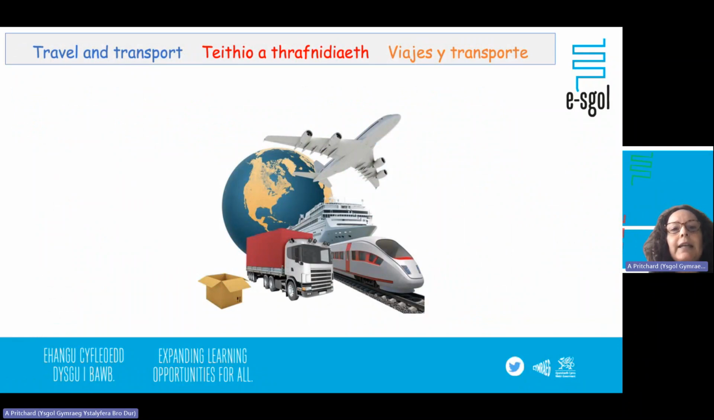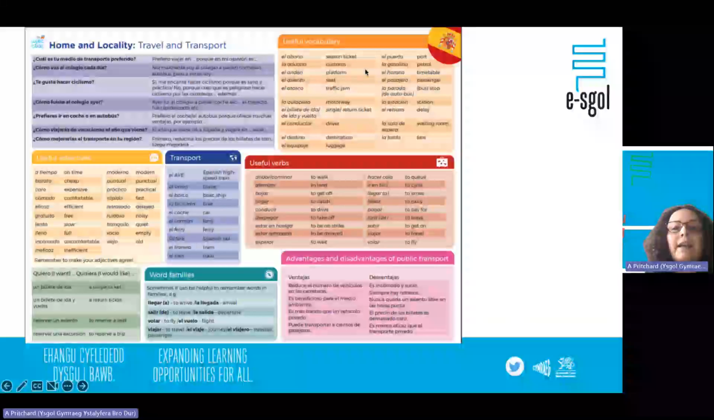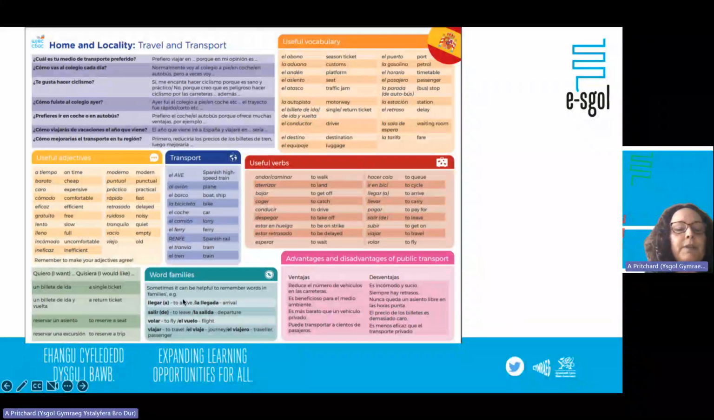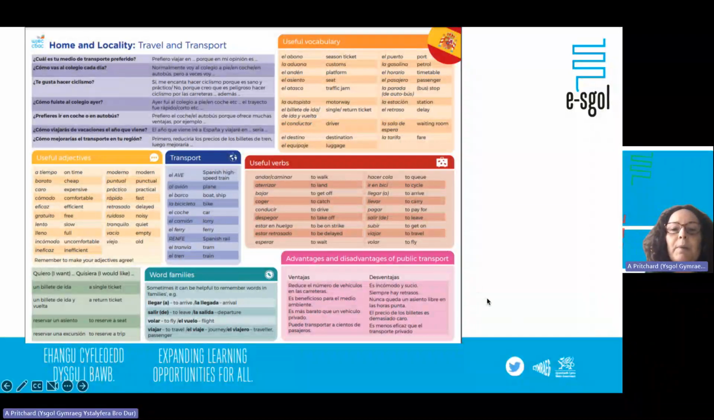So if we just take a quick look at viajes y transporte, so travel and transport, for example, the WJEC have kindly put together a bank of these knowledge organisers, which are really useful. And you can use these then. For example, they've got some questions with some possible answers. They've got vocabulary and verbs and set phrase adjectives here, which can really help you. So I would advise you to download these and use them as part of your revision.